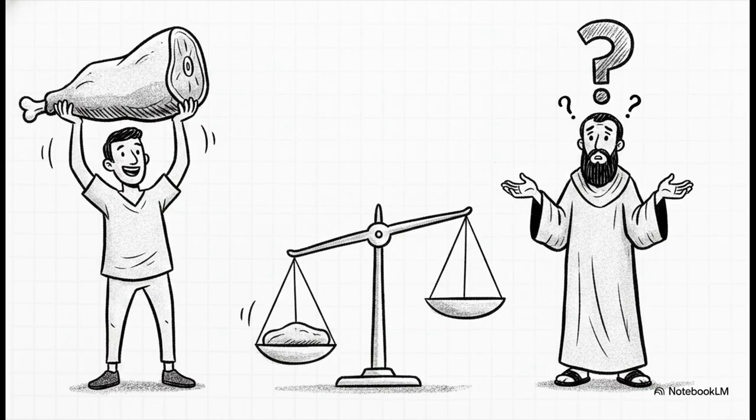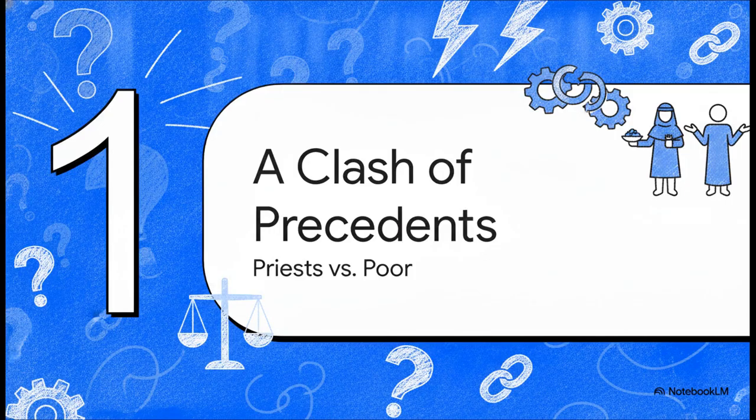And honestly, the logic seems pretty sound, right? The burden of proof rests upon the claimant. If the priest wants the meat, he has to prove he's actually entitled to it. But this brings us to a clash of precedents, comparing the priest's gifts to the poor's gleanings.